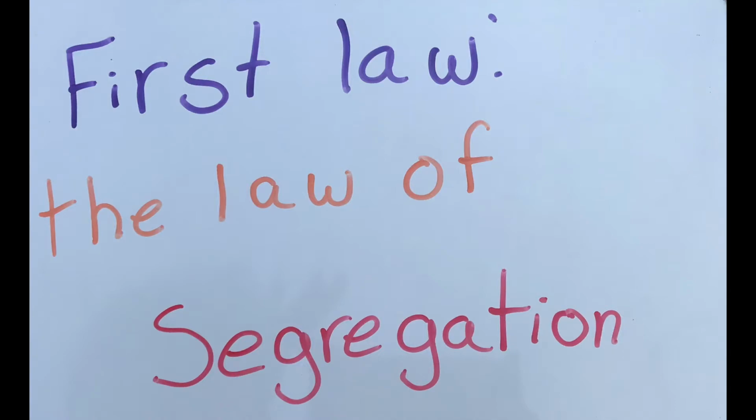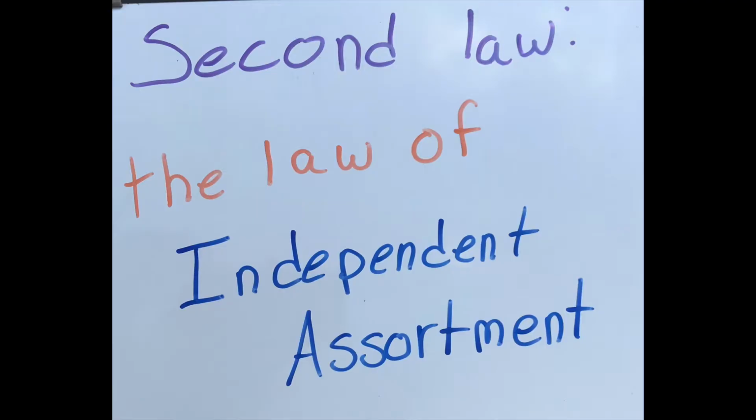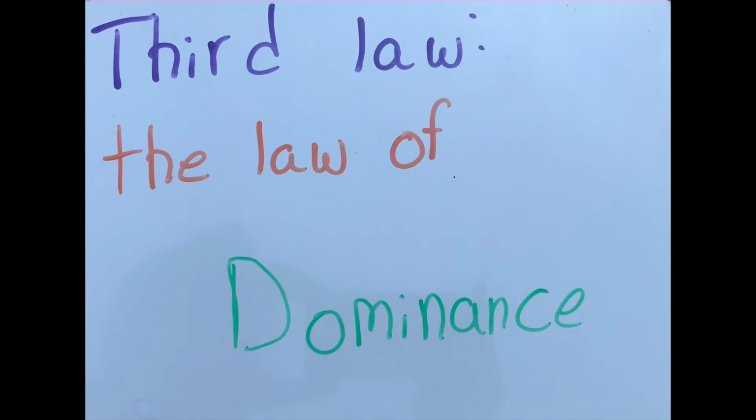Mendel came up with 3 laws. First, the law of segregation. Second, the law of independent assortment. And third, the law of dominance. And this video will explain the law of dominance!